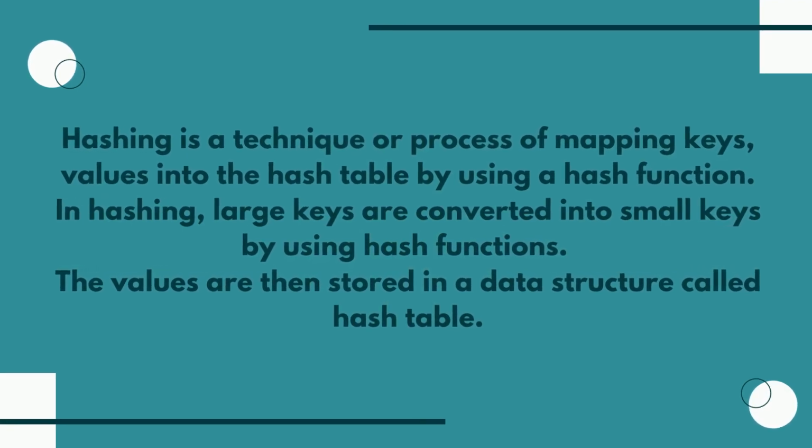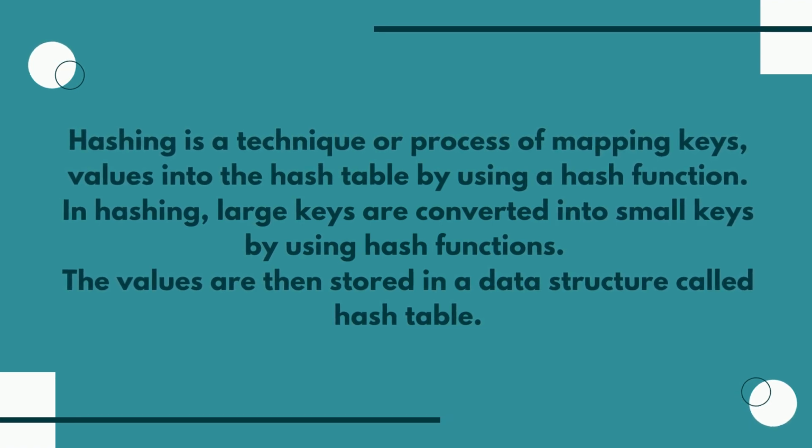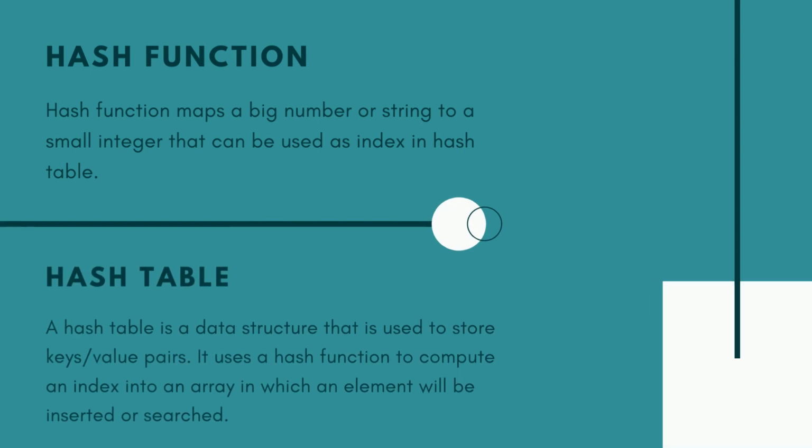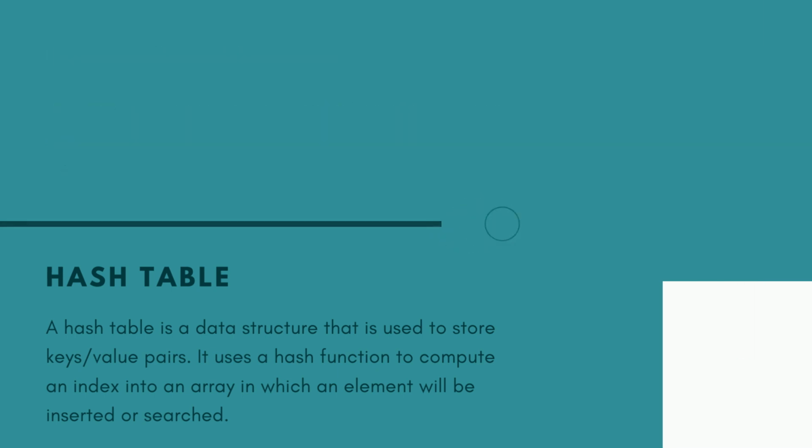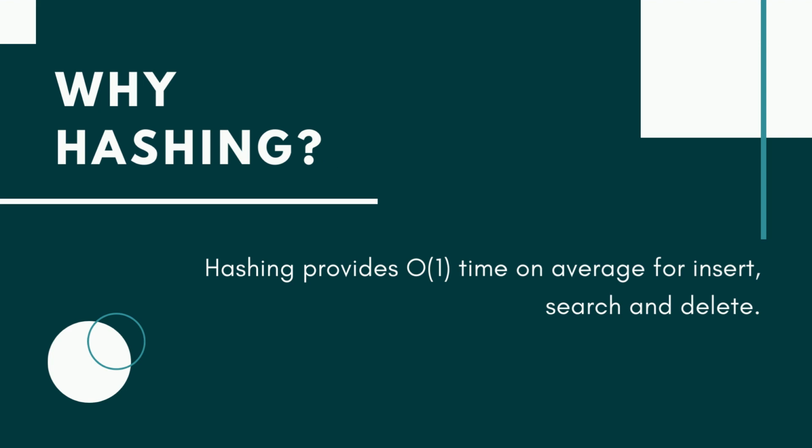Hashing in data structures is basically a technique of mapping a large amount of data into a small table using a hash function. The values are then stored in a data structure called a hash table. A hash function maps a bigger string or number into a smaller one, which is then used as an index in our hash table. Hash tables use a technique to generate these unique index numbers for each value stored in an array format. Now, what is the need for hashing?